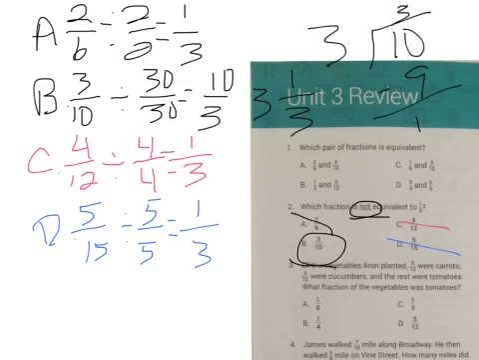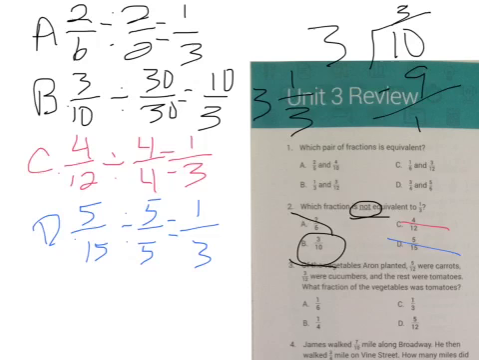Okay, so let's go forward. Now let's look at number 3. So number 3 reads, of the vegetables Aaron planted, 5/12 were carrots, 3/12 were cucumbers, and the rest were tomatoes. What fraction of vegetables was tomatoes?